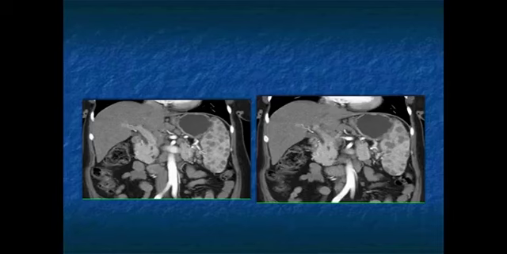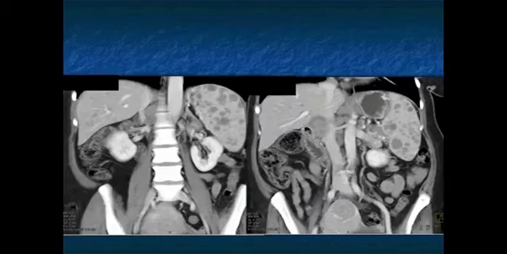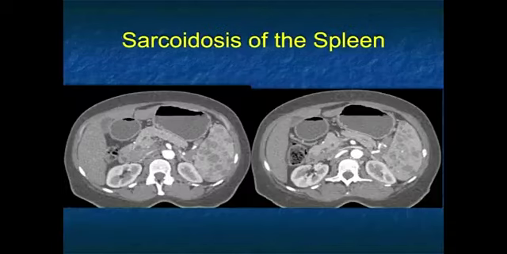You could think about lymphoma, you could think about metastasis, but there's no history for any of this. There's no adenopathy of note. And then you say to yourself, what else can give you multiple splenic lesions? You could think hemangiomas, but you've got to think about sarcoidosis. Sarcoid can give you a normal or large spleen with single or multiple, but usually multiple lesions. And this was a great case of sarcoidosis of the spleen and incidental finding.